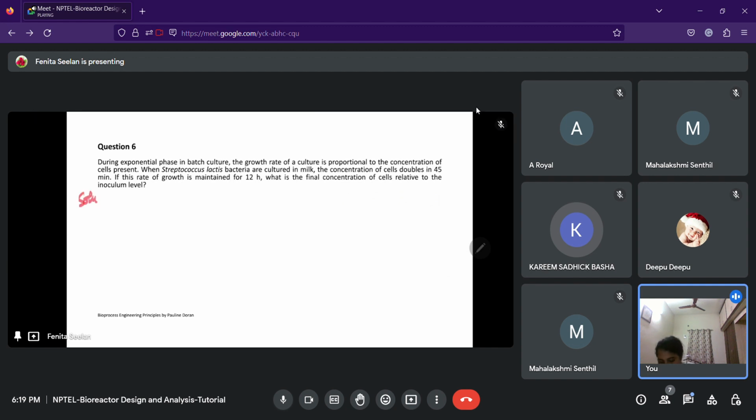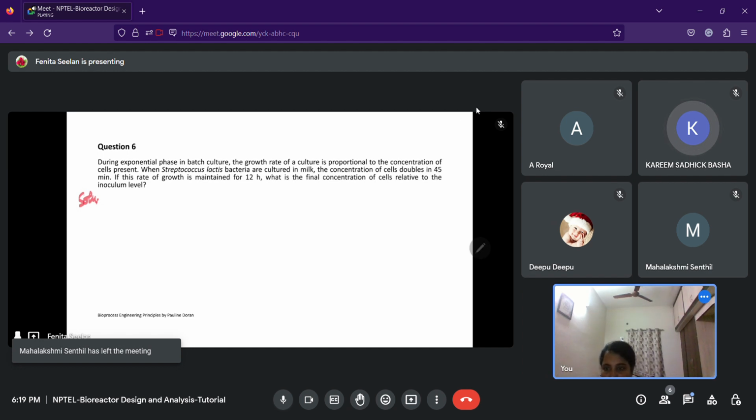So for the solution, this is a batch study. So we will write an unsteady state mass balance equation for this. So for an unsteady state mass balance, your mass in minus mass out, and the rate of generation minus rate of consumption it would be. But in case of batch culture, wait a second, give me a minute.